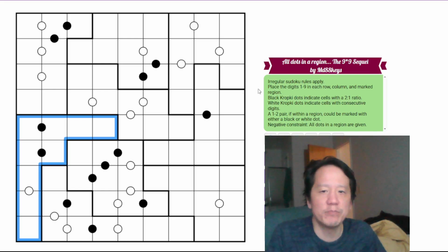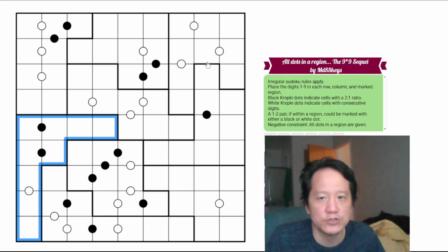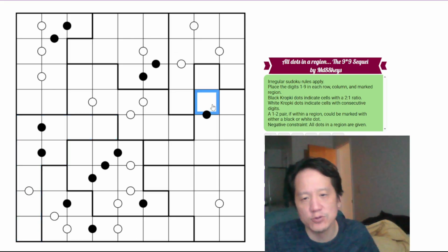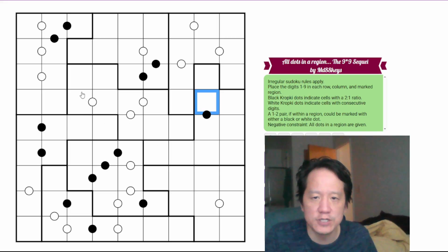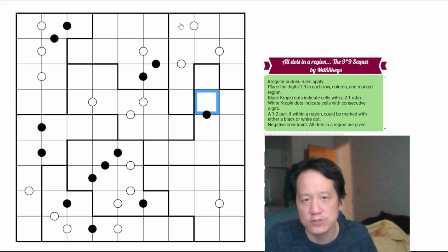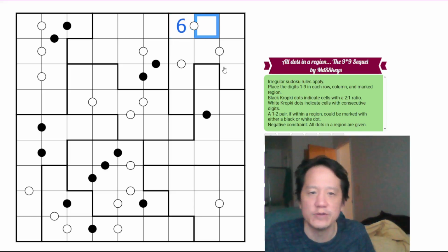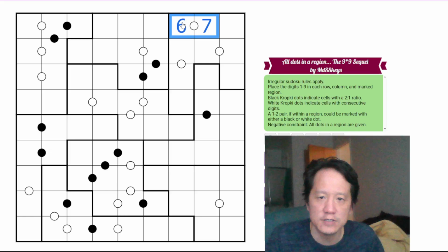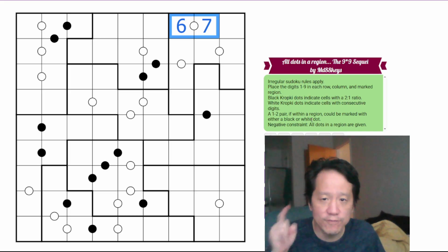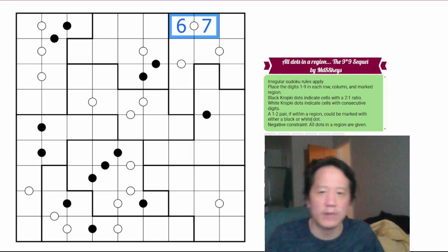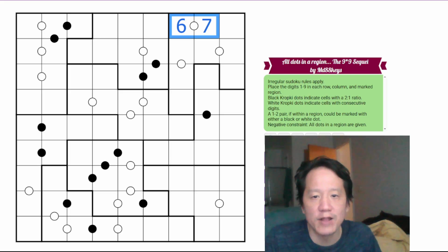We also have black Kropke dots, which indicate cells with a 2-to-1 ratio. So for example, if this were 2, this would have to be a 1 or 4 to maintain the 1-to-2 ratio. We also have white Kropke dots, which indicate cells with consecutive digits. So for example, if this was 6, this would have to be 5 or 7 to make sure that these digits are consecutive. A 1-2 pair, if within a region, could be marked with either a black or a white dot. So that fits for either of them.